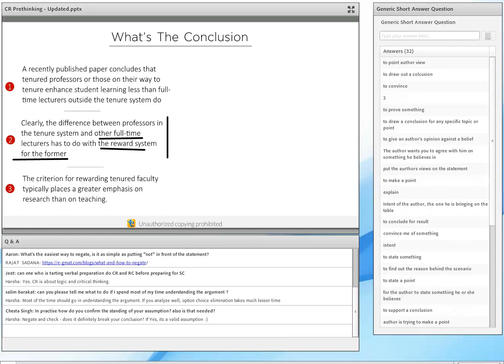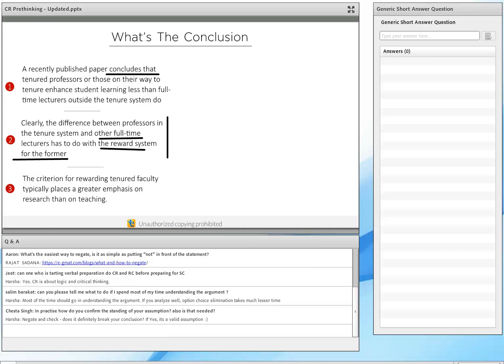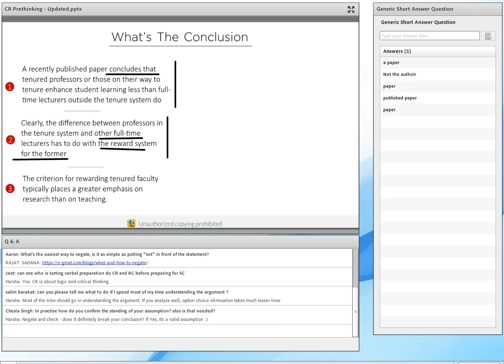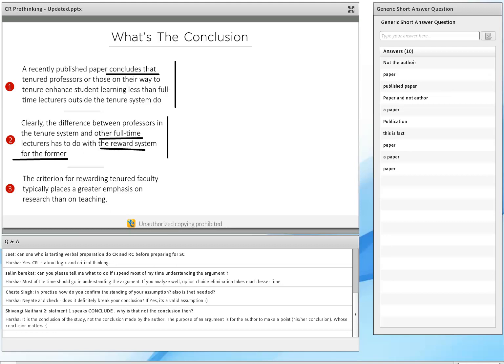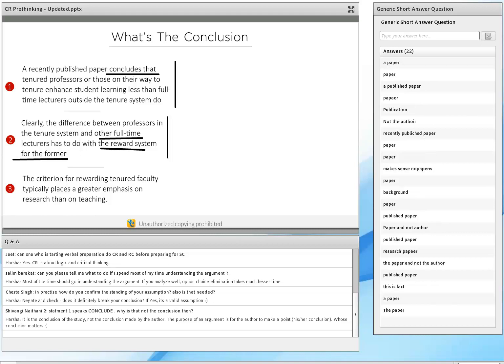Some of you are asking, we have this word concludes here in statement one. Why is that not the main conclusion? Who has made this conclusion in statement one? The paper, is it the author? No. The author presents it as a fact. And so it's not the author's conclusion, it is the paper's conclusion.